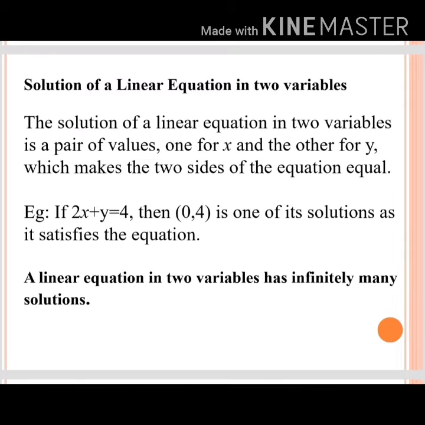Therefore, a solution of a linear equation in two variables is a pair of values, one for x and the other for y, which makes the two sides of the equation equal. Example: if 2x + y = 4, here if we replace x = 0, y = 4, it is one of its solutions as it satisfies the equation. So a linear equation in two variables has infinitely many solutions.